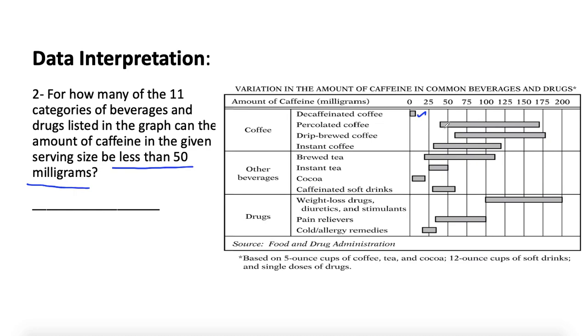Again, this minimum is less than 50, again possible. For this, not possible because its minimum is greater than 50. Possible for this, possible for this, possible, and yeah, not possible because this minimum is greater than 50, possible and possible. So in short, there are 9 categories out of 11 that have a serving size less than 50 milligrams.